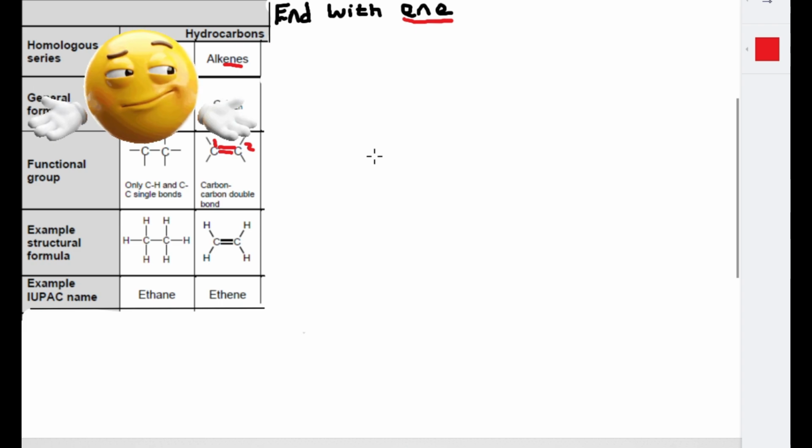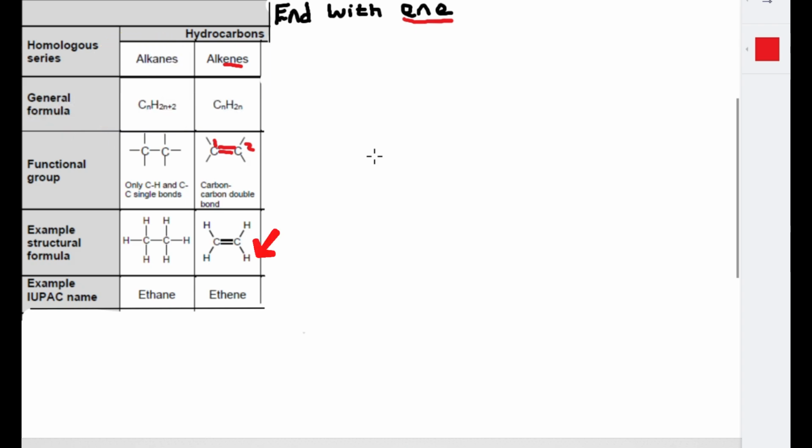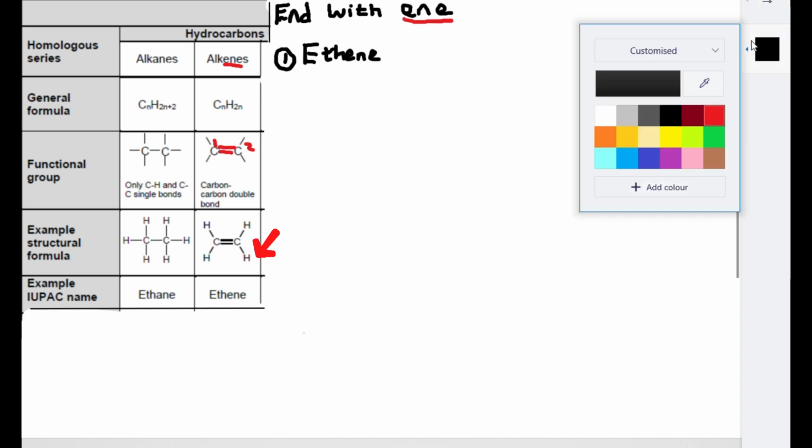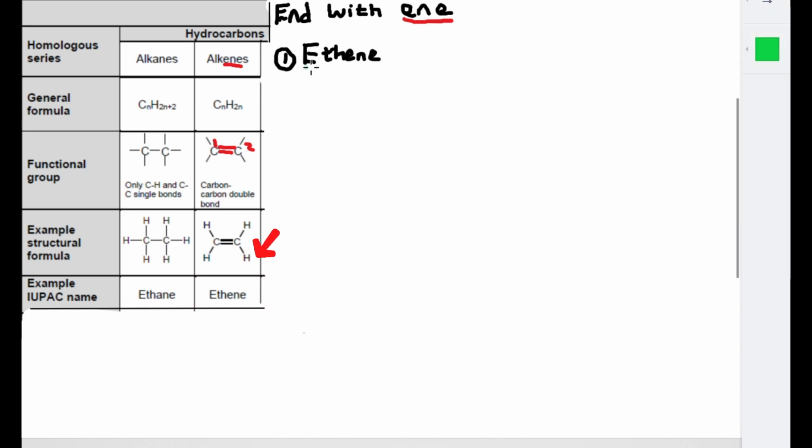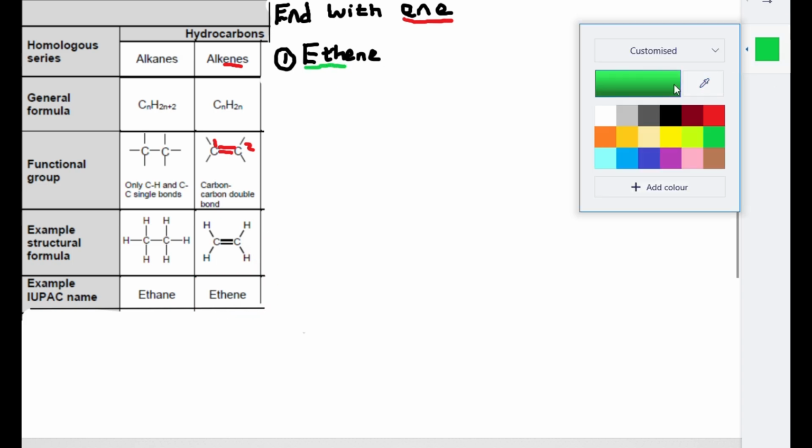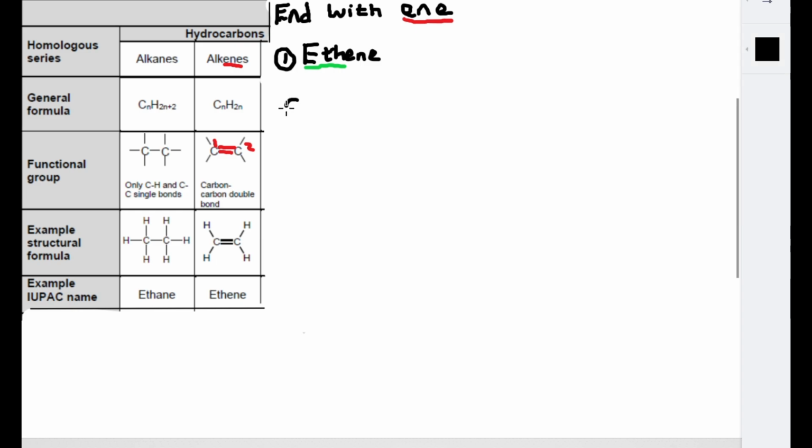We don't have methane in this homologous series. We start counting from ethene. So let us draw the structure of this ethene. Please remember that eth means 2, so the prefix eth means 2 carbon atoms, and we are just going to draw the 2 carbon atoms there. 1, 2. There will be a double bond in between these 2 carbon atoms.